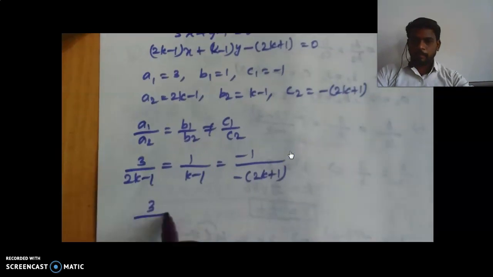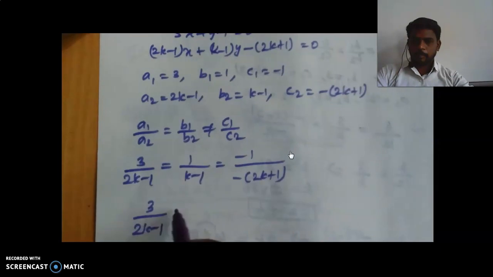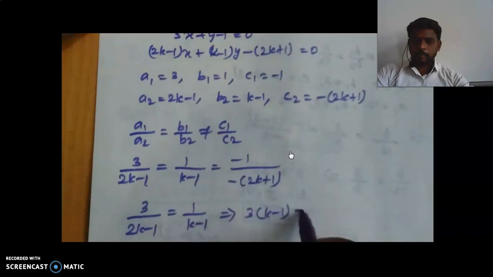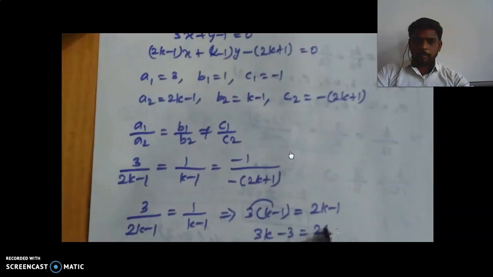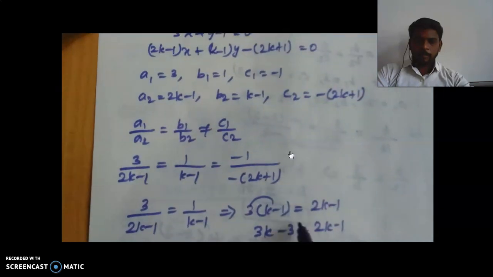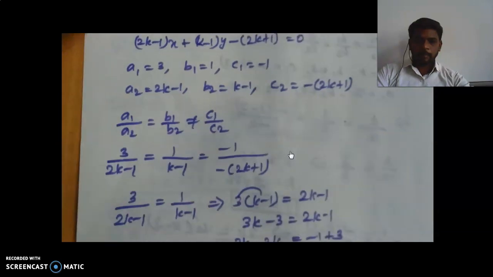So 3 divided by 2k minus 1 equal to 1 by k minus 1. Right? Make a cross multiplication now. So 3 into k minus 1 equal to 2k minus 1. So multiply 3 inside. So 3k minus 3 equal to 2k minus 1. And bring it to the left hand side. So 3k minus 2k equal to, and minus 3 that side. So minus 1 will become plus 3. Right? So after simplification we get k equal to minus 1 plus 3, which is nothing but 2. So the value of k is nothing but 2.